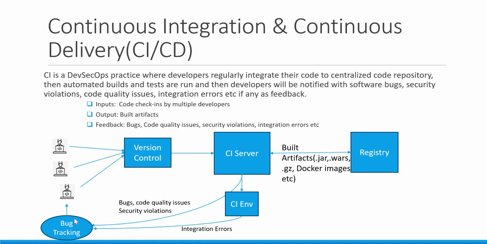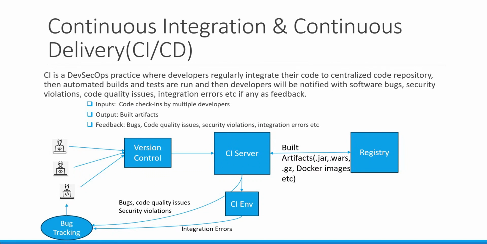Those issues can be created as bugs in bug tracking tools like Jira, and using those bugs, developers will rework on the code. Again, they will check in the code to the version control tool. Again, the same build and test processes will be run. If there are any issues, those will again be notified to developers. This process continues until there are no bugs, code quality issues, security violations, or integration errors as per the thresholds defined by the organization. So the advantage of continuous integration is to avoid the bugs, code quality issues, security violations, or integration errors as early as possible in the development lifecycle.